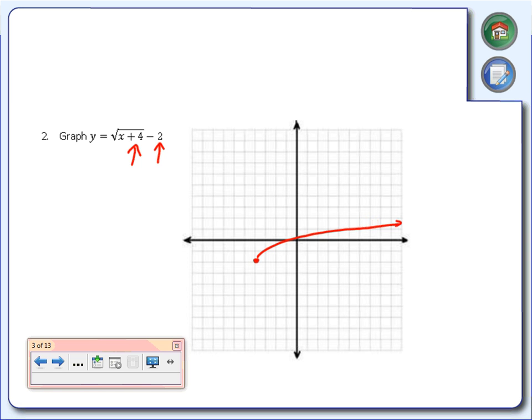And again, all you have to do is put that in your calculator graph. I am going to be checking for the endpoint, guys. If that endpoint is not in the right spot, it will be counted wrong. So be really, really careful on that endpoint. Negative 4, negative 2.